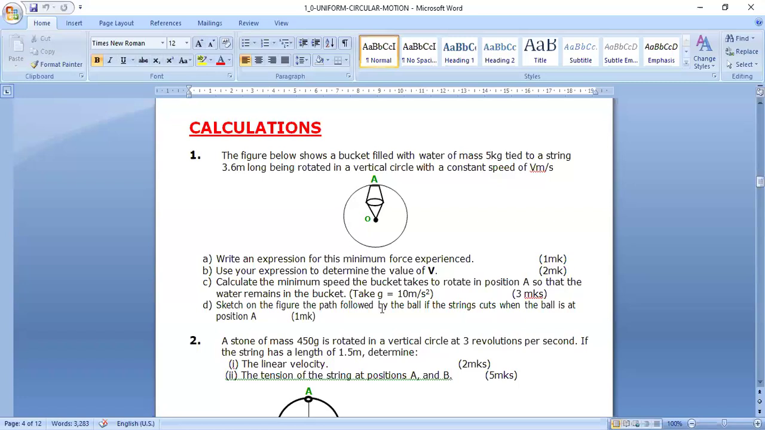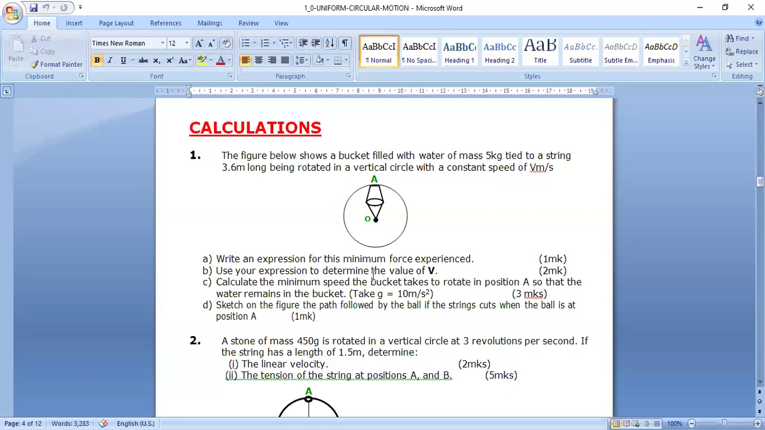So the tension here is not given. Suppose we assume that the tension is the same as this mass here times acceleration due to gravity, then we will have 50 equals to 5 times v squared over radius 3.6 minus 5 times 10. So that will give us v will be 0. I think there's a problem with this question.